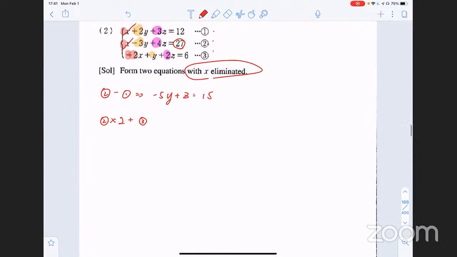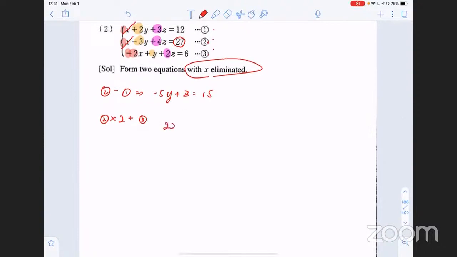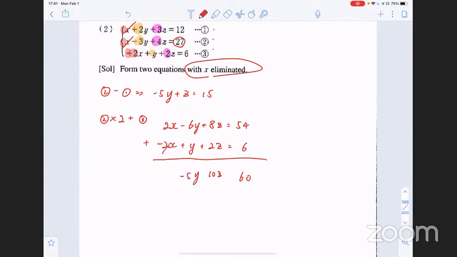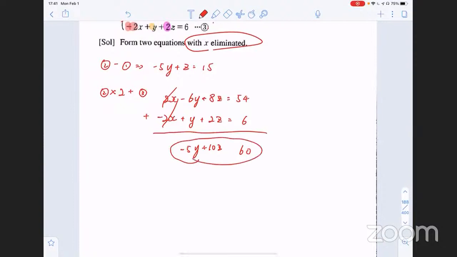Okay. So I'm dealing with 2x minus 6y plus 8z equal to 54. And I'm basically adding negative 2x, positive y, positive 2z equal to 6. Hey, this is 60. So if I'm doing that, 10z minus 5y, this is canceled, plus it's 60. So that's my equation number 4. I call this equation number 4, and I call this equation number 5.